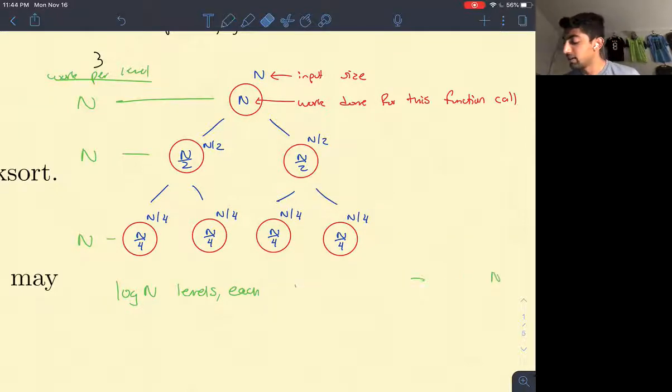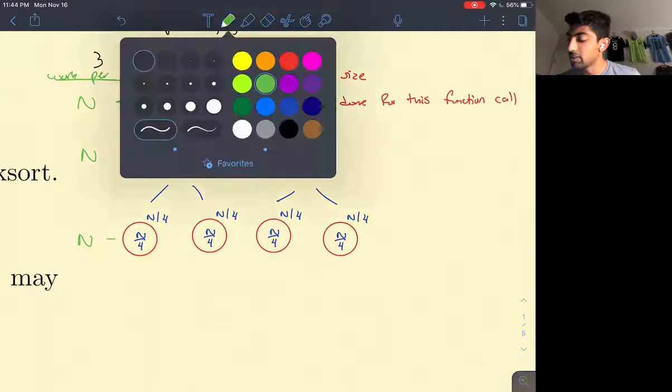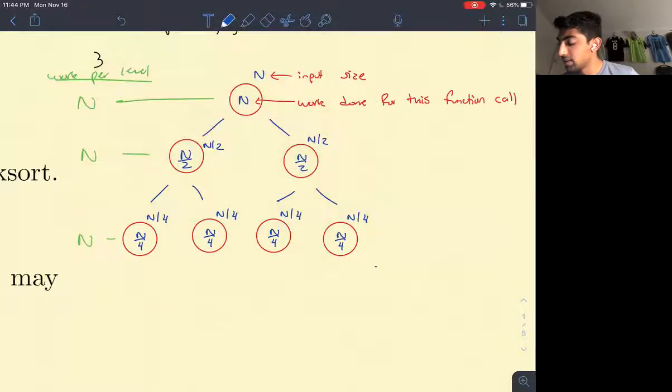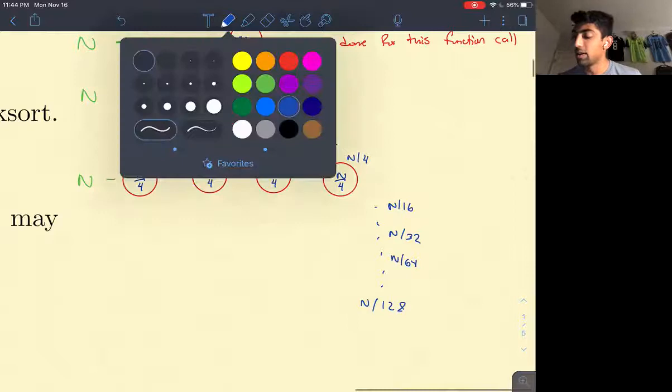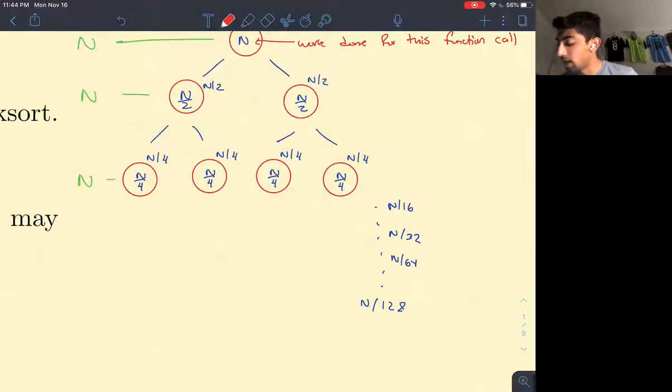So the difference here is that we're not necessarily having log n levels. So how many levels are going to be in the tree if the tree gets cut off early? What we will notice is that this tree is going to stop when n hits size 128. This is the first time that n is lower than 100. The quick justification is we'll see n over 16, n over 32, n over 64, and then n over 128.